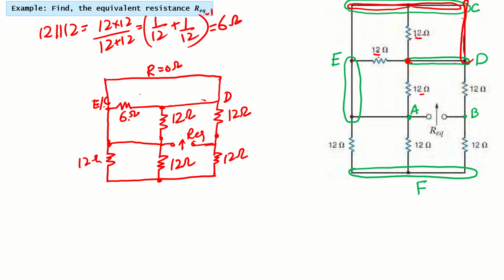So now we have 0 ohm in parallel with 6 ohm. 0 parallel with 6 will be 0. In other words, this 6 ohm is shorted. Shorted means 0, so this will become 0 between D and E. If I redraw this circuit again, how will it look?